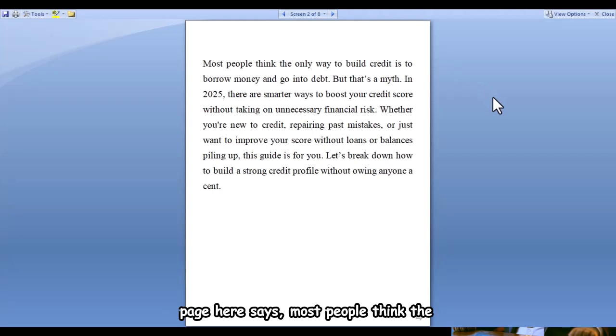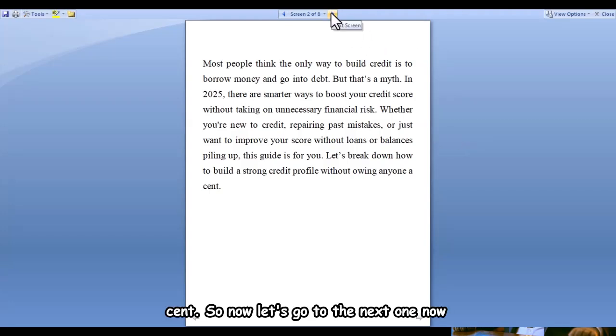The next page says most people think the only way to build credit is to borrow money and go into debt, but that's a myth. In 2025, there are smarter ways to boost your credit score without taking unnecessary financial risks. Whether you are new to credit, repairing past mistakes, or just want to improve your score without loans or balances piling up, this guide is for you. Now let's break down how to build a strong credit profile without owing anyone a cent.